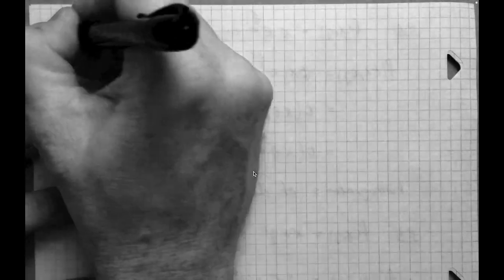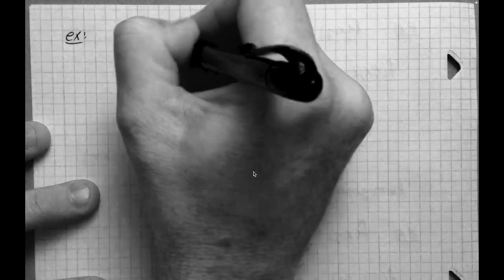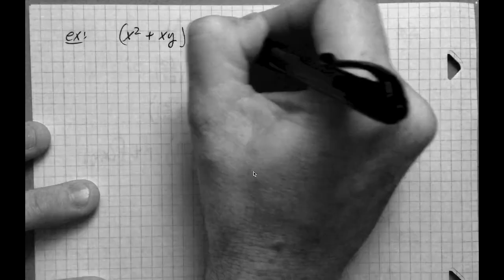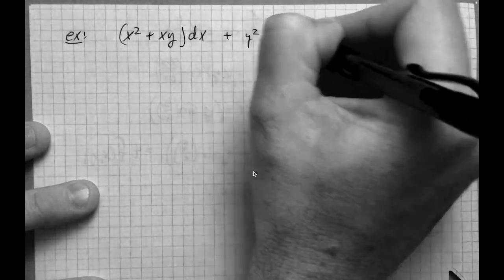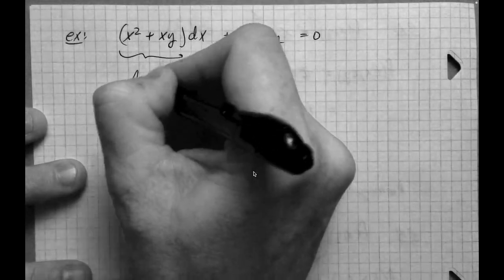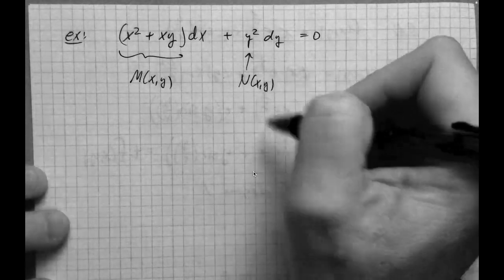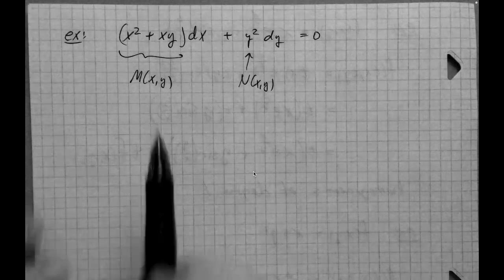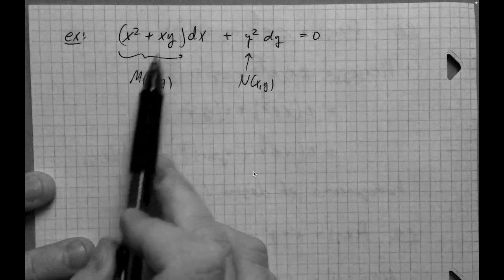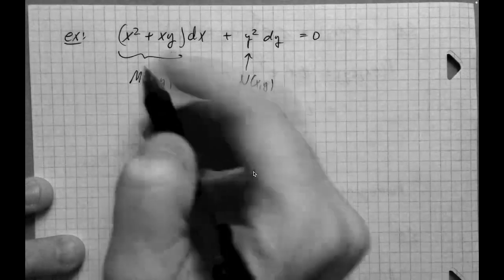So let's do an example here. Definition, example, definition, example. Let's say we have x squared plus xy times dx plus y squared dy equals 0. We want to say that this is our m of x, y, and this is our n of x, y. What we need to confirm is that this and this are both homogeneous and have the same degree. So let's start with the m function.